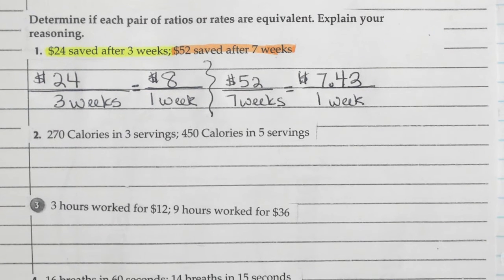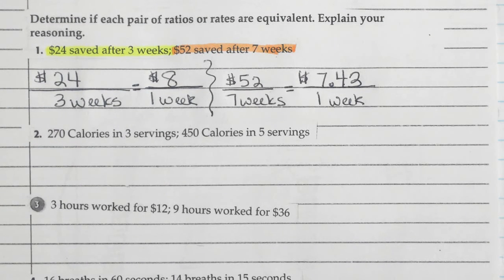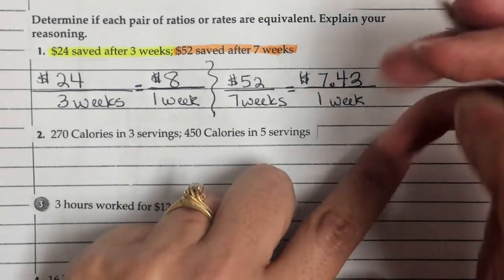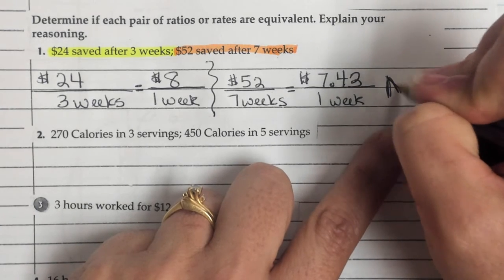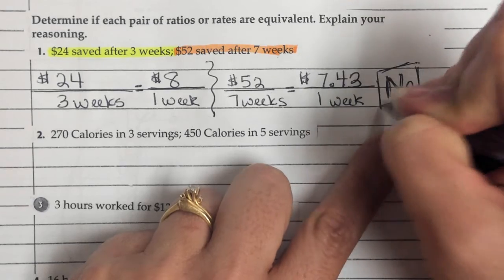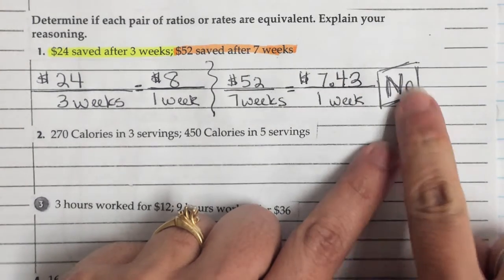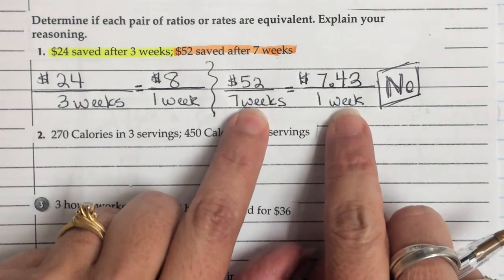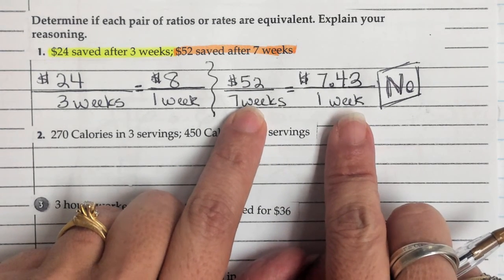Okay, so the last part of the question, are they equal? No. This guy saves more per week. This guy saves less per week. I need no. And I'm good with it as long as you have all this, I'm good with just no. And you've got to label it. Dollar signs, weeks, all that good stuff.